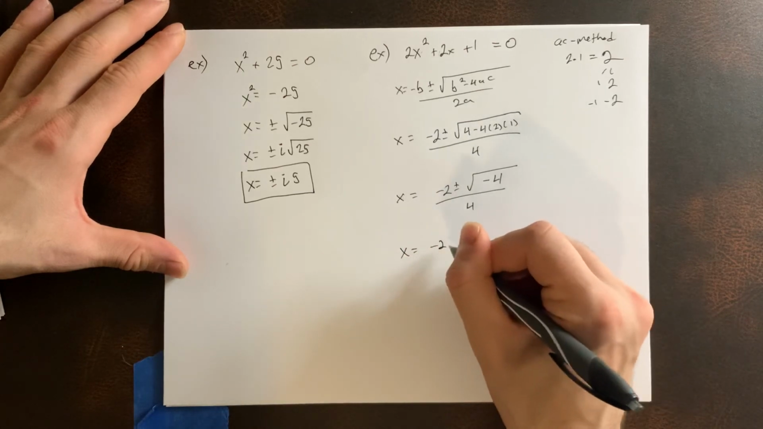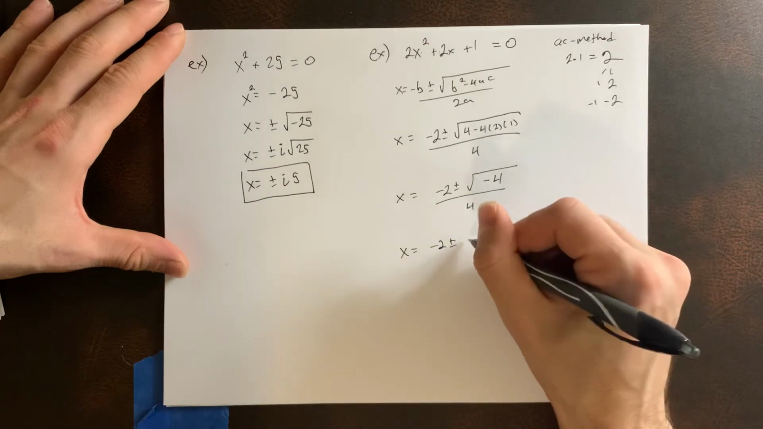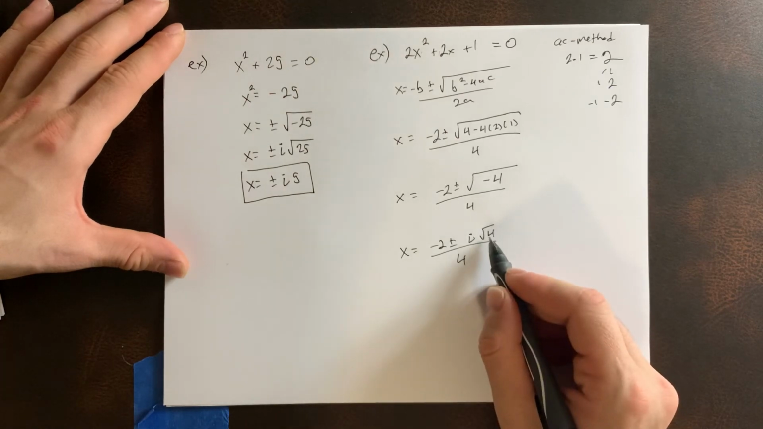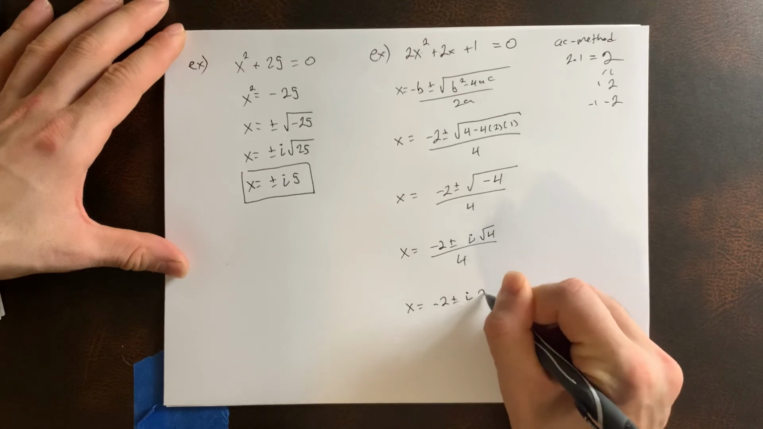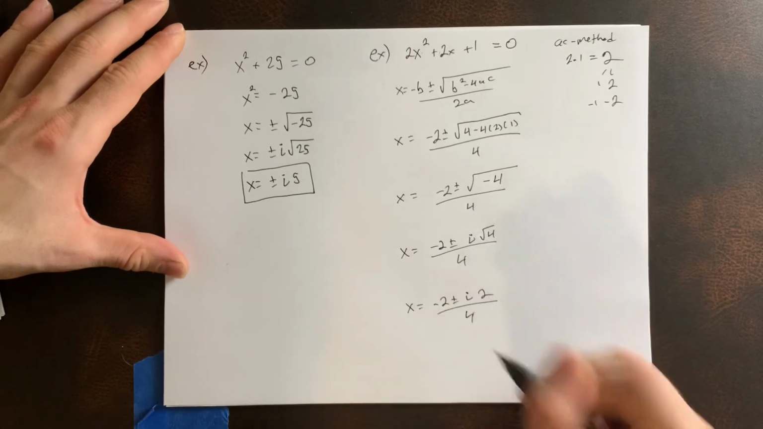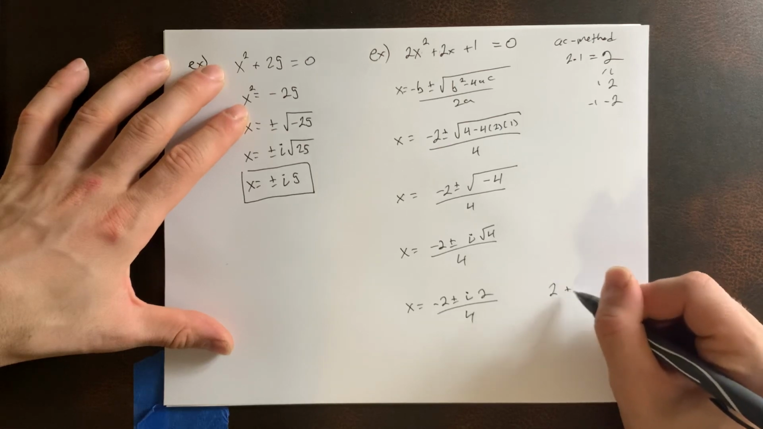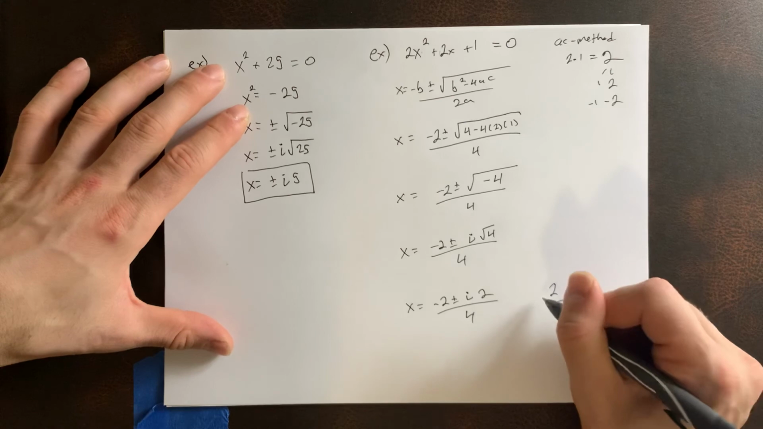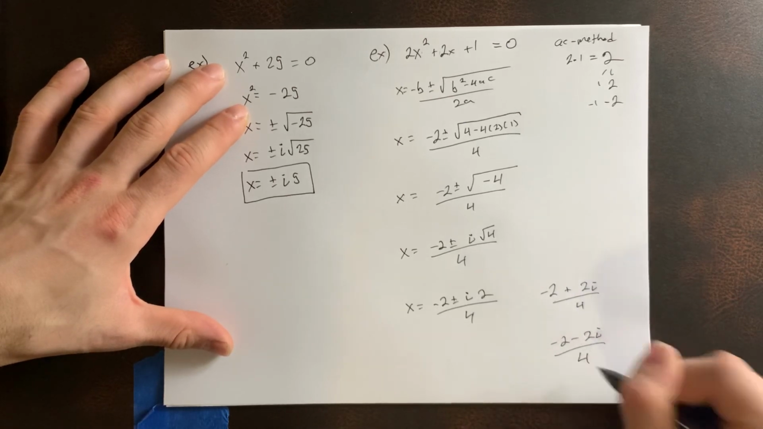We have minus 2 plus minus. So remember here, we have a minus on the inside. We can just take that on the outside as an i and just rewrite that. But again, square root of 4, that's just 2. So we're going to get x is equal to minus 2 plus minus i times 2 all over 4. So we're going to have 2 answers. Let's write them both out. We're going to have minus 2 plus 2i over 4. And we're going to have minus 2 minus 2i over 4.